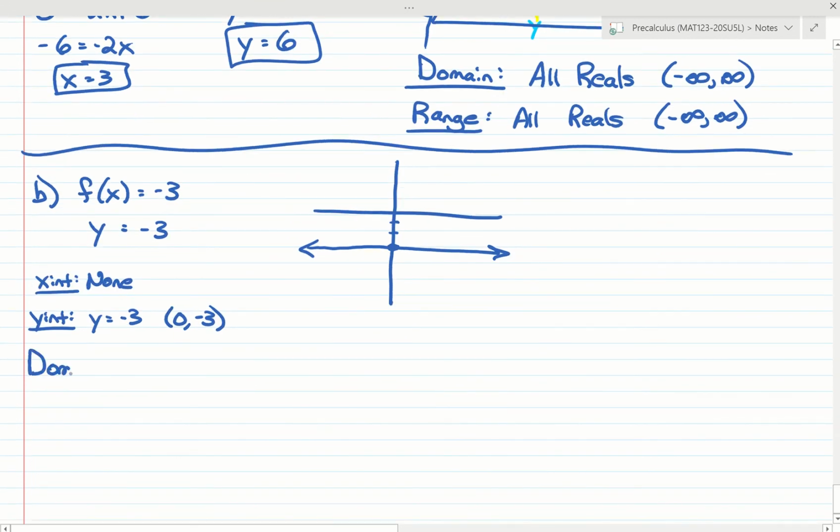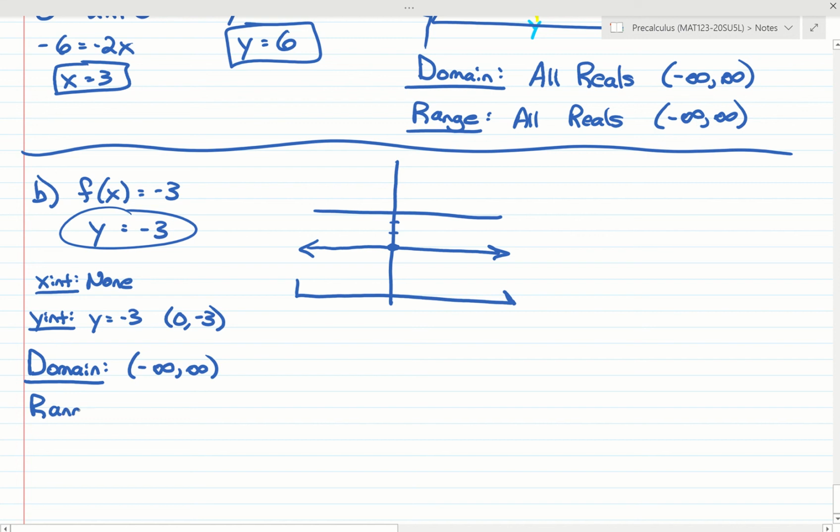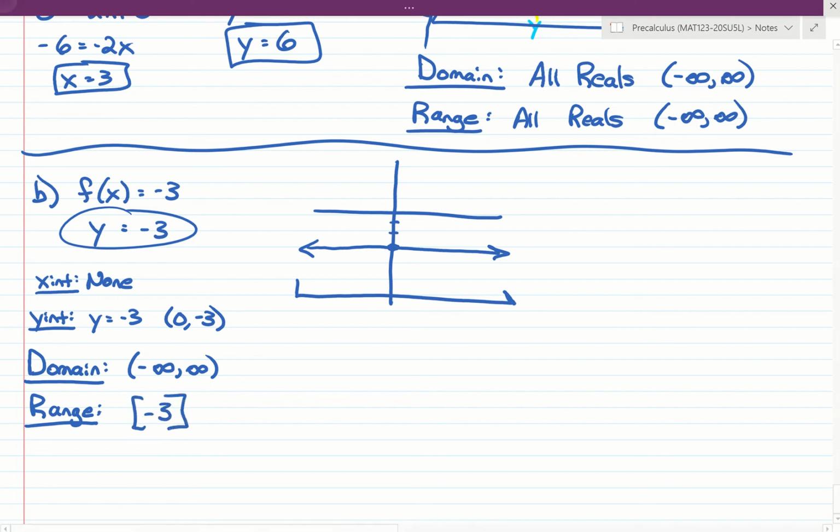Domain for this, possible x values. Well, this graph stretches all x values, all positive x values. If x is 100, what's y equal to? -3, right? It doesn't matter what x is. You could plug in any x value you want. So the domain would be all real numbers. But as far as the range, the only y value we're using is just -3, right? So we could even write that like this. That would be the only way to do this.